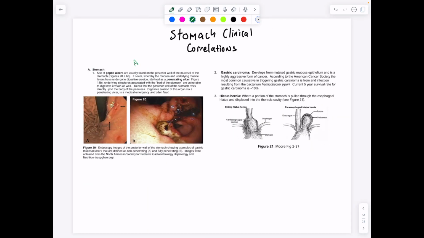Clinical correlations. We talked about ulcers in the physiology material, but you have destruction of the mucus lining, and then the hydrochloric acid and the pepsin will erode and eat through the lining of the stomach. And specifically, the posterior wall of the stomach rests on the body of the pancreas, so if you have digestive erosion of this organ, being a penetrating ulcer, it's a medical emergency and it's often fatal. Hiatus hernia is when you have a hernia near our lower esophageal sphincter, and not good. And then gastric carcinoma is basically a mutated gastric mucosa epithelia and a highly aggressive form of cancer. Current survival rate is only about 10% for 5 years.